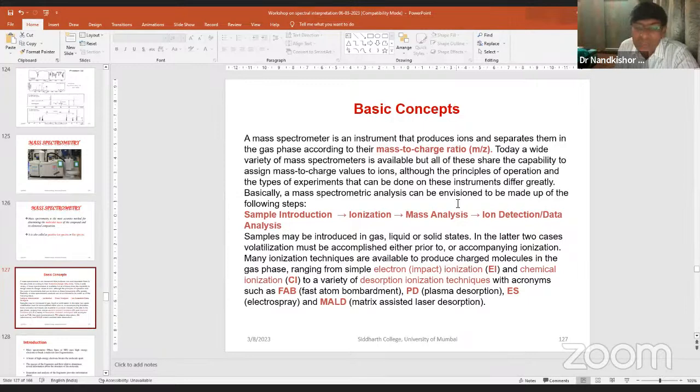And that m by z gives the correct information about the structure as a whole, as well as the fragments of the molecules. There are different ionization techniques in mass spectrometry. There is EI, electron ionization, there is CI, chemical ionization, there is fast atom bombardment, there is plasma desorption, there is MALDI, matrix-assisted laser desorption ionization, which is very famous for getting the correct spectrum, and electrospray. These are some of the techniques used for ionization in mass spectrometry.